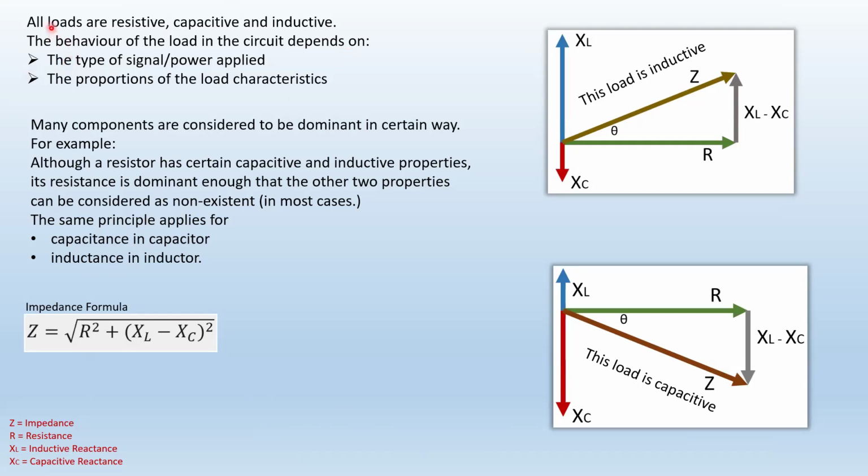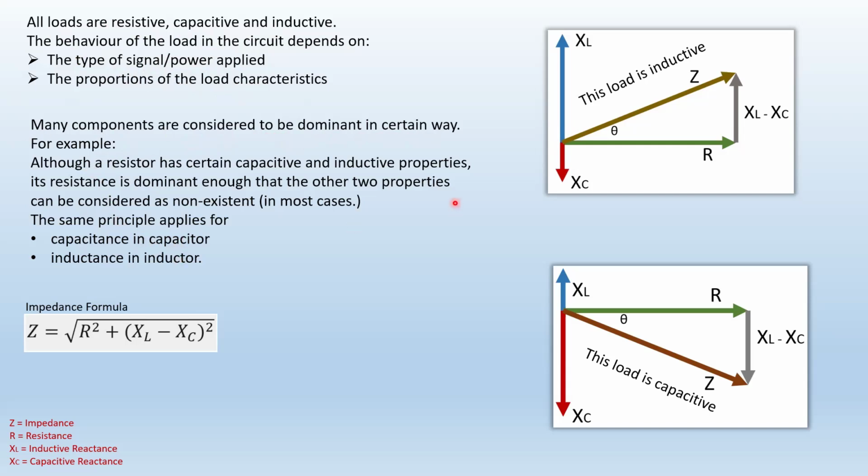Right? So all loads are resistive, capacitive, and inductive. The behavior of the load in the circuit depends on the type of signal or power applied, and the proportions of its load characteristics. Many components are considered to be dominant in a certain way, which is what I just said.